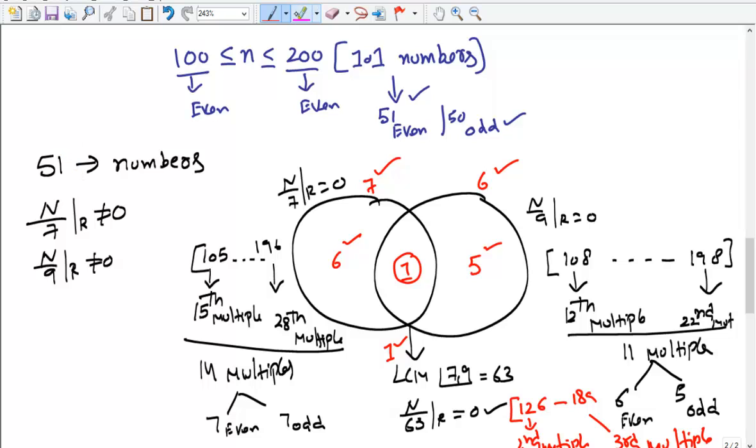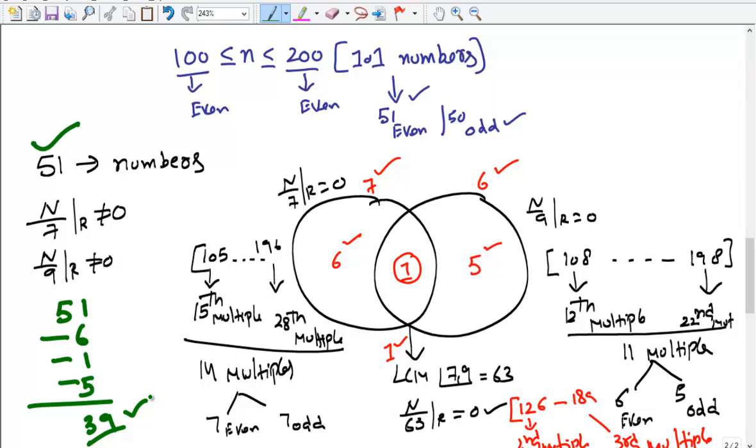Now we have got 51 even numbers. Out of the 51 even numbers, we need to subtract the multiples, that is minus 6, minus 1, minus 5. This 6 is the multiples of only 7. 1 is the multiple of both 7 and 9. 5 are multiples of only 9. So that is 51 minus 12, that is 39. So 39 even numbers from 100 to 200 are neither divisible by 7 nor by 9. This is a simple set one.